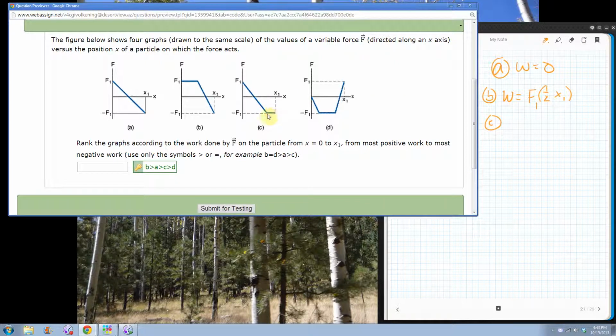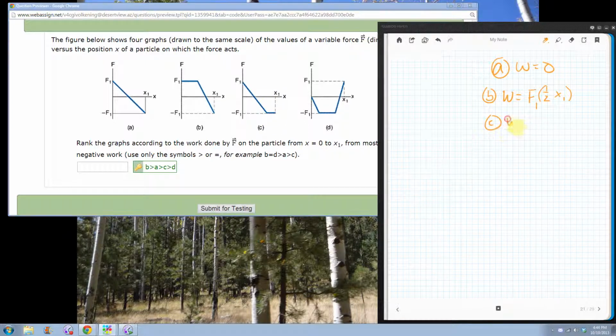Now this one, we've got this triangle and this triangle that about cancel out. So I'm left with this rectangle, which is negative. It's not half, it's like a third maybe, a third of x1 this way, and then F way down, but it's negative. So here the work is going to be negative, about F1 times a third of x1.